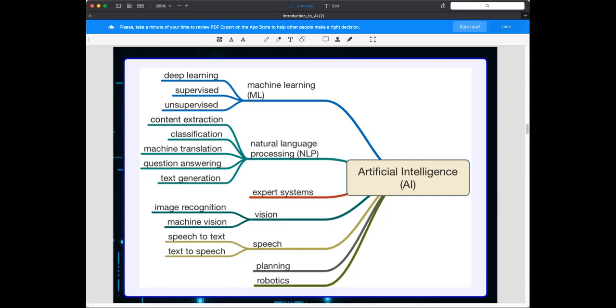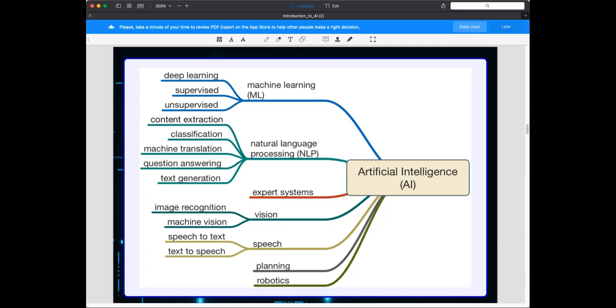Expert systems, as I mentioned, okay? Vision, computer vision. What is computer vision? When the machine sees something, it understands it. And for the e-traffic, your task after today is to do the image processing, which is kind of vision.